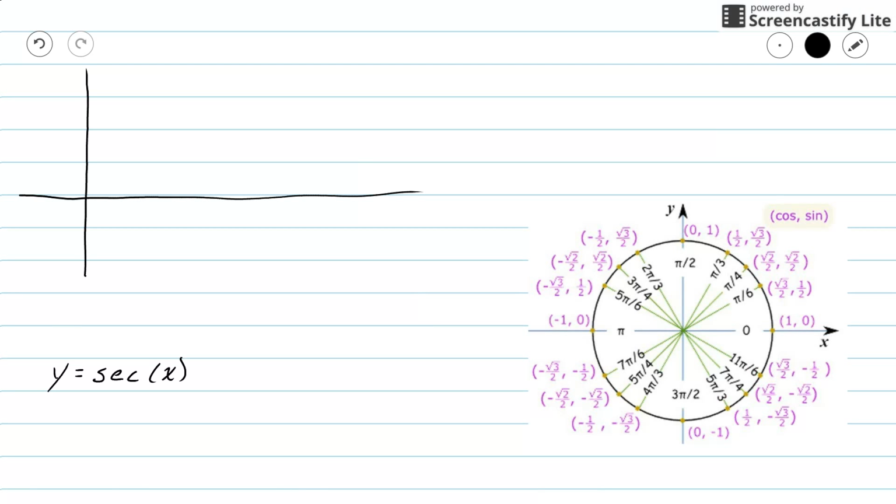All right, here we're going to be taking a look at y equals secant of x, and we're going to try to generate this graph not from memory but by using the points on the unit circle. So when one thinks of secant of x, we quickly realize that secant of x is the same thing as the reciprocal of cosine, so it's 1 over cosine of x.